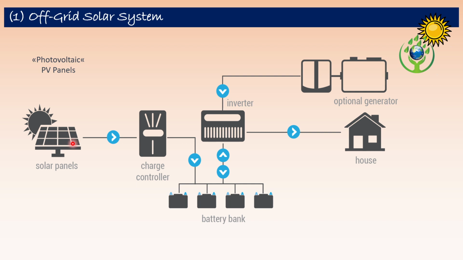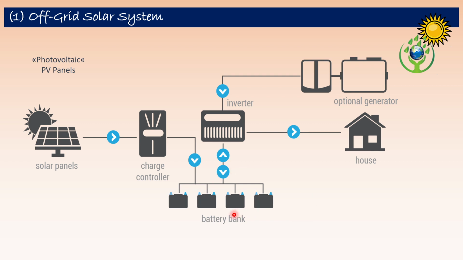The power generated by the solar panel is transferred to a charge controller, and that charge controller controls the amount of power going to the battery. So in the solar system which is off grid, the solar panel creates DC current, and that DC current goes to the batteries, and the batteries store this power.